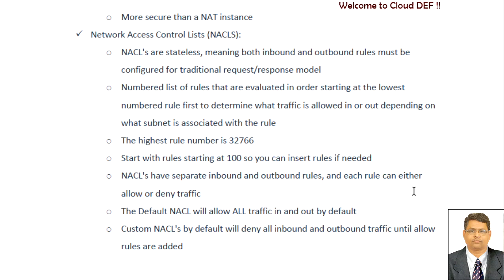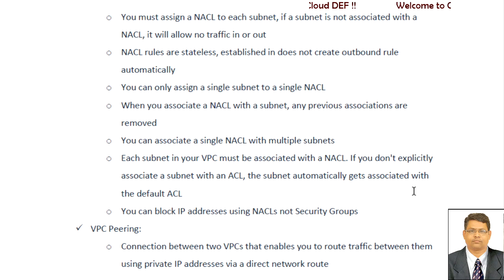Custom NACLs by default will deny all inbound and outbound traffic until allow rules are added. You must assign a NACL to each subnet. If a subnet is not associated with a NACL, it will allow no traffic in or out. NACL rules are stateless; established inbound does not create an outbound rule automatically. You can only assign a single subnet to a single NACL. When you associate a NACL with a subnet, any previous associations are removed. You can associate a single NACL with multiple subnets. Each subnet in your VPC must be associated with a NACL. If you don't explicitly associate a subnet with a NACL, the subnet automatically gets associated with the default NACL. You can block IP addresses using NACLs, not security groups.